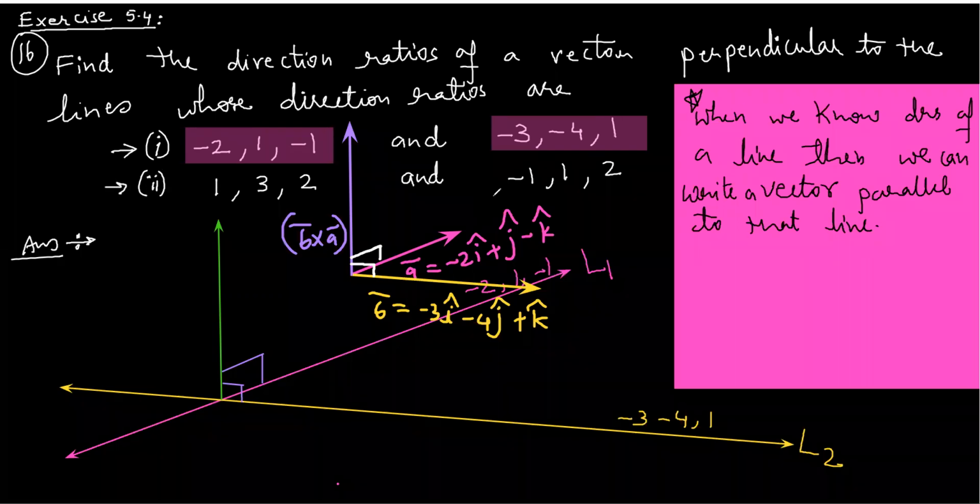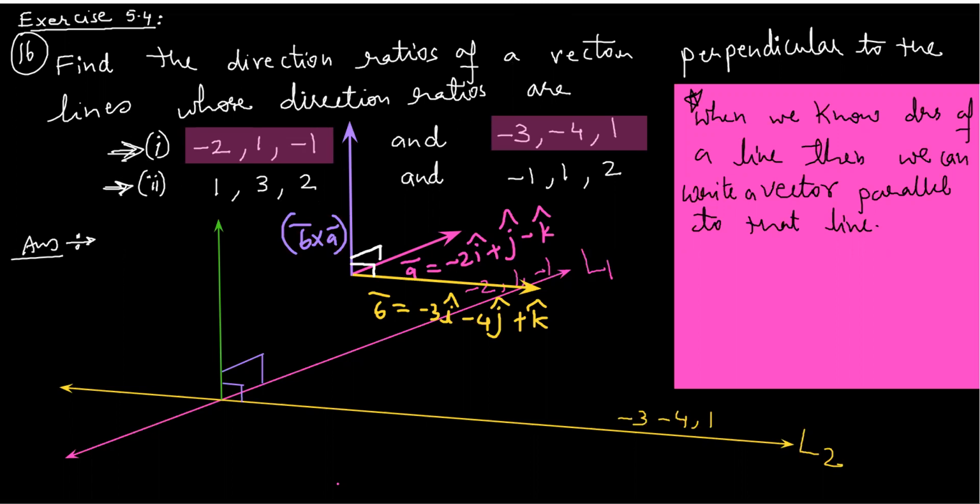And remember, never write DRs of a line or a vector in a bracket. Please don't do this. If you write DRs of a line or a vector inside a bracket like this, it would seem as if you are writing coordinates of a point. So never ever do this. The DRs or DCs of a line are always written as three numbers separated by commas without brackets. So I solved the first problem for you. This is a very important problem. You will all solve the second problem.